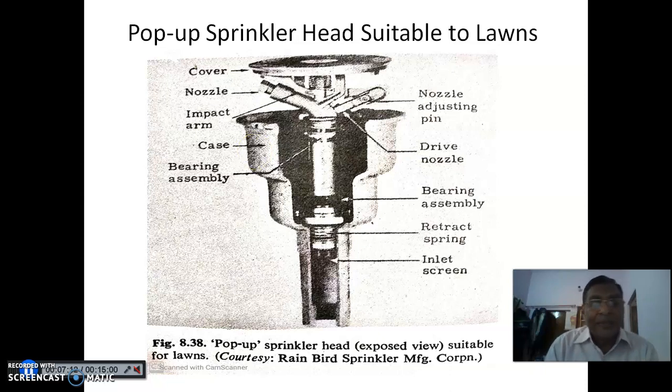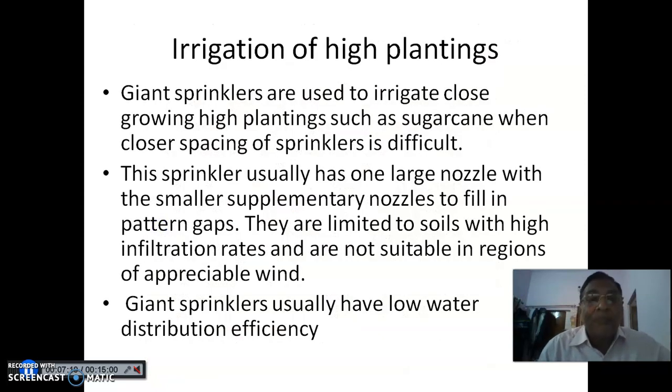Okay, then while we are using for the lawns, this is used. Then let us go for the next one. The irrigation of high plantings. JNTUH sprinklers are used to irrigate close growing high planting such as sugarcane when closer spacing of sprinkler is difficult.